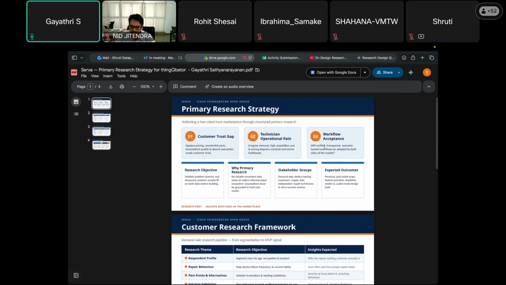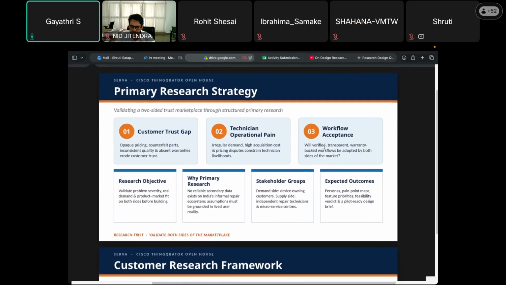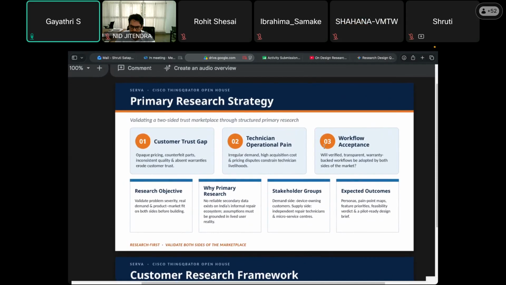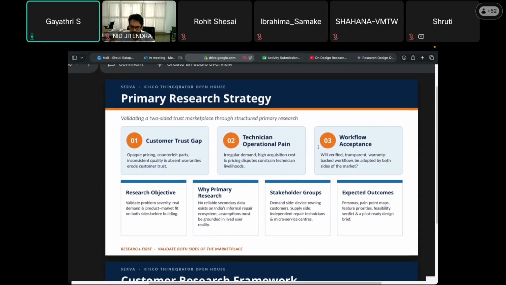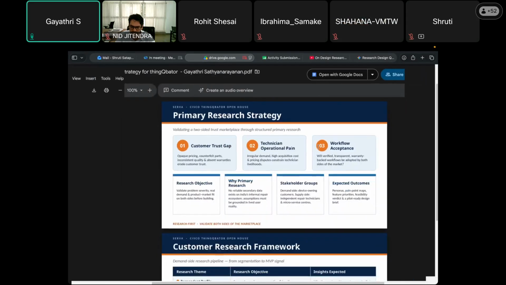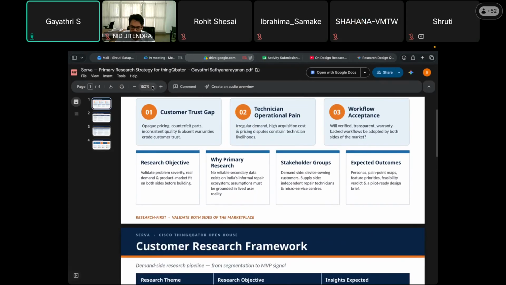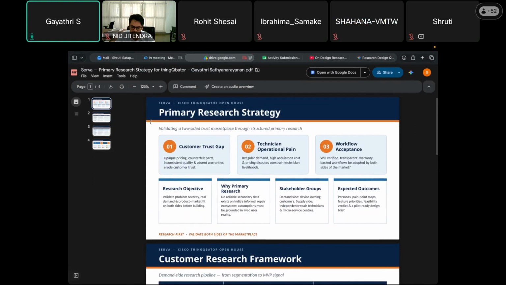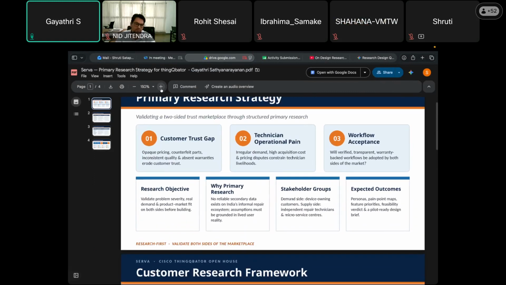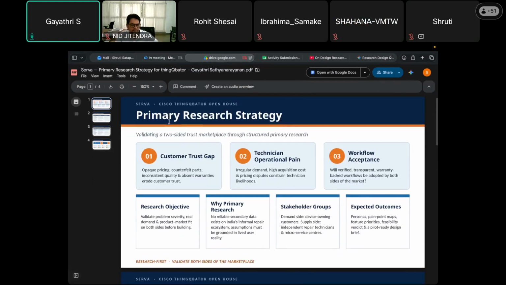I'm Gayatri, and I'm the founder and CEO of Serva Electronics, which is the company that we have registered for Cisco and NASSCOM Foundation's Thinkubator. I'll also be participating with my friend Rahul, who is the CTO of this company. Before building Serva, we wanted to validate whether the problem that we've looked into actually existed and whether both customers and technicians would adopt a new solution.